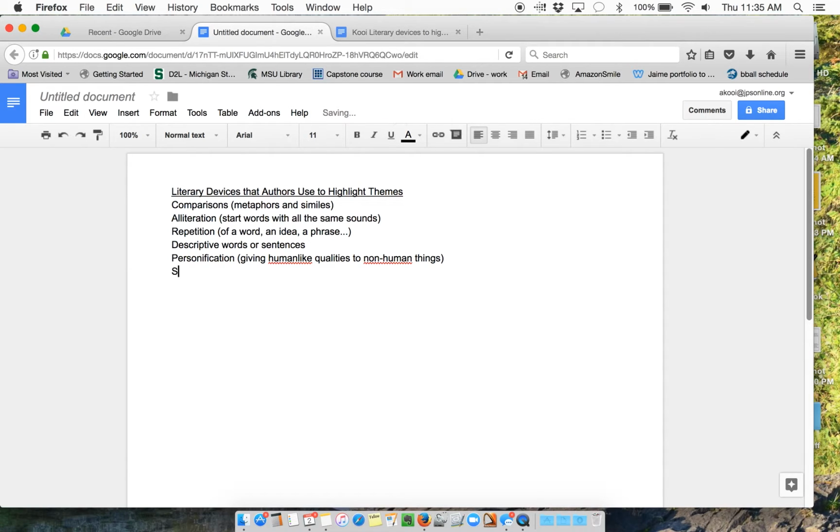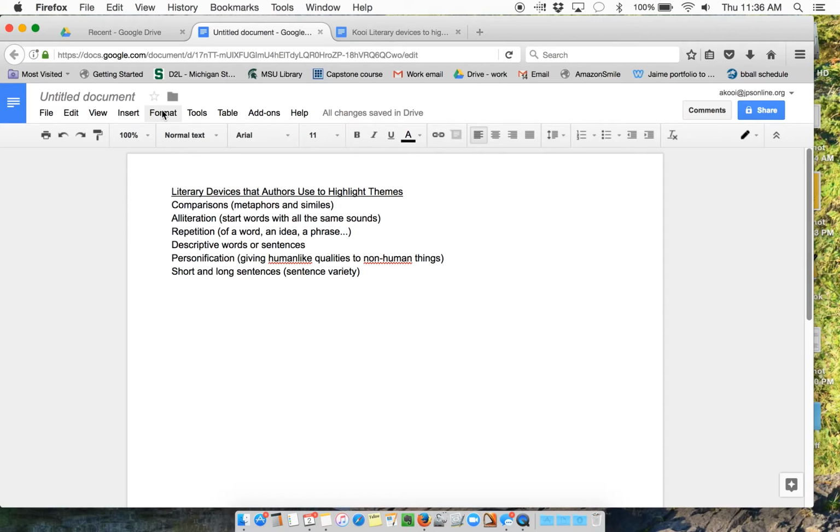And lastly, short and long sentences. Sentence variety. Writers have a certain style that they usually stick with through a story, and if they're writing in a different way, it probably matters. When I think about The Ugly Duckling, I know that the writer uses different sentence lengths for some of the different characters to show if they're excited or not. That's something we'll make note of in just a little bit.